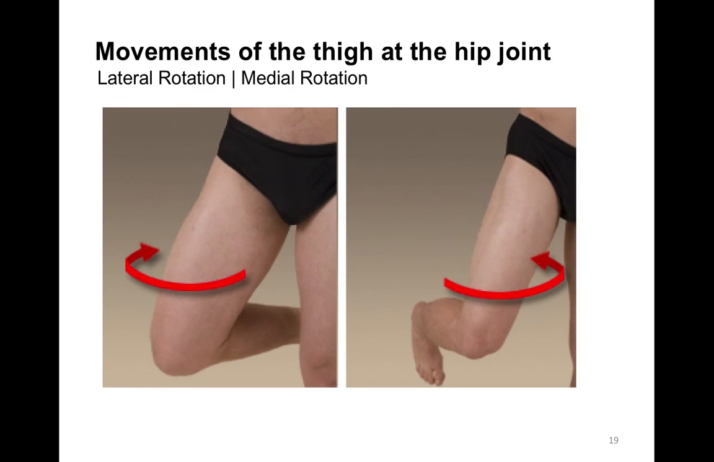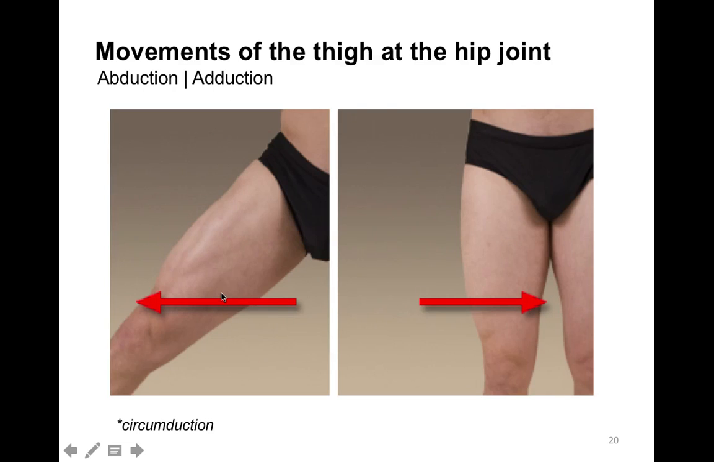Lateral rotation as well as medial rotation, with lateral rotation shown here and medial rotation depicted here. There's also abduction as well as adduction offered at the hip joint. And I should note that a composite motion combining all of these movements is known as circumduction.